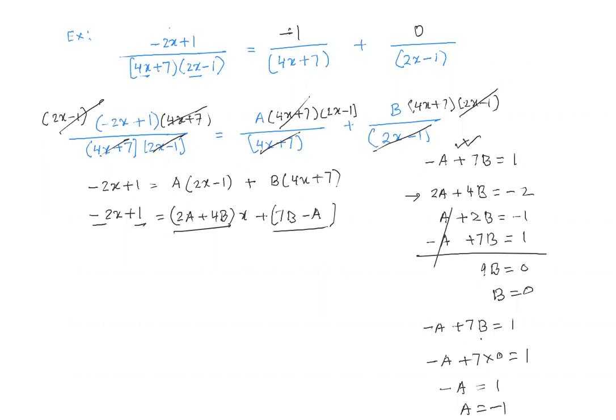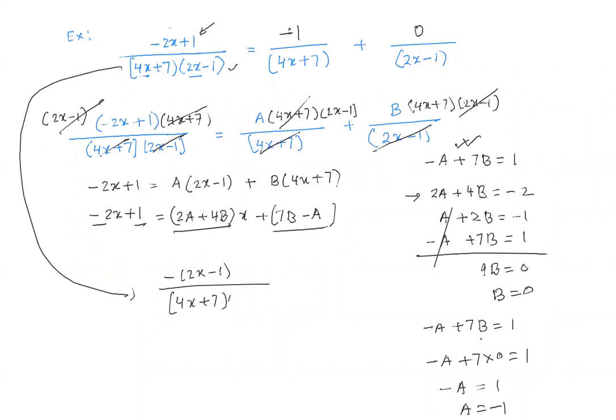Now, why is b 0? Look, for some reason, negative 2x plus 1 and 2x minus 1. Isn't it the same thing as negative 2x minus 1 divided by 4x plus 7 times 2x minus 1? Do you see? Then this and this cancel out. That gives you -1 over 4x plus 7. It becomes, you can reduce it to a single one, right? Single fraction. So look, that's why you get -1 over 4x plus 7 and 0 over this, which makes this 0.